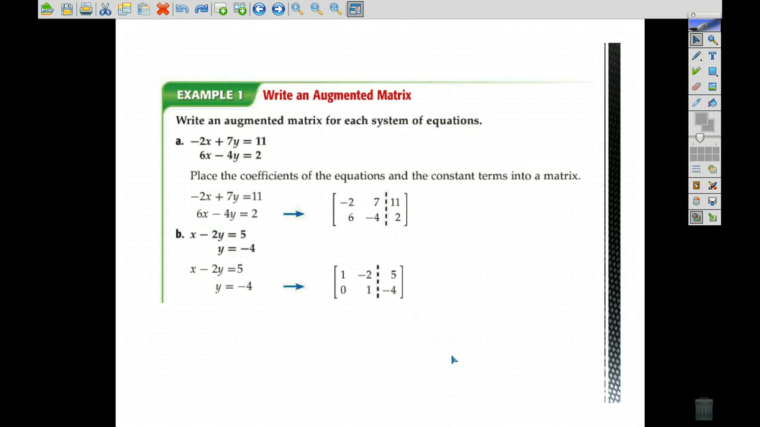Write an augmented matrix. So here, again, there are two equations. You're going to put -2, 7, 11. There you go. 6, -4, and 2 in the second row. You have a dashed line there to make sure you know that those are the constant terms. Here you have x minus 2y equals 5, so you have your 1, -2, 5. And then you have nothing here for x, so you put 0, because there isn't anything that exists for x. So 0, this is a positive 1, -4.